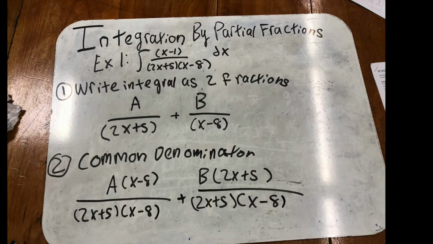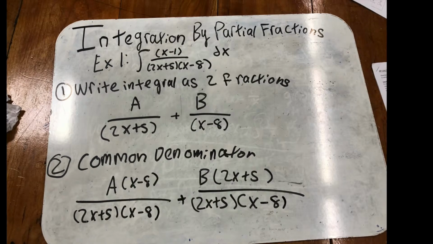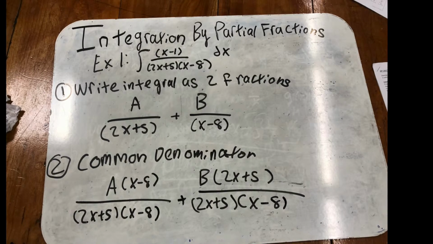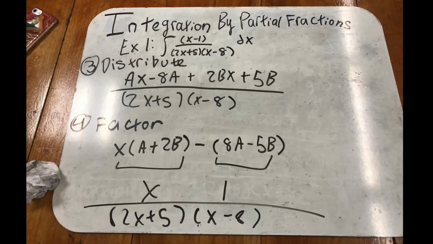In order to add these fractions together, you're going to want to get common denominators for both the fractions. So basically, you are just going to multiply by the denominator of the other fraction. So you get a times x minus 8 over 2x plus 5 times x minus 8 plus b times 2x plus 5 over 2x plus 5 times x minus 8. Now that both of these fractions have common denominators, you can add them.